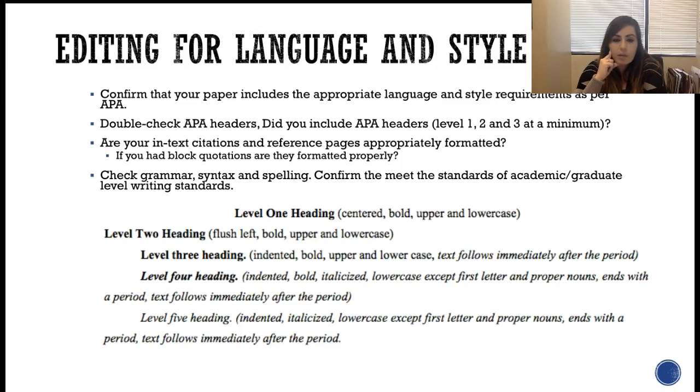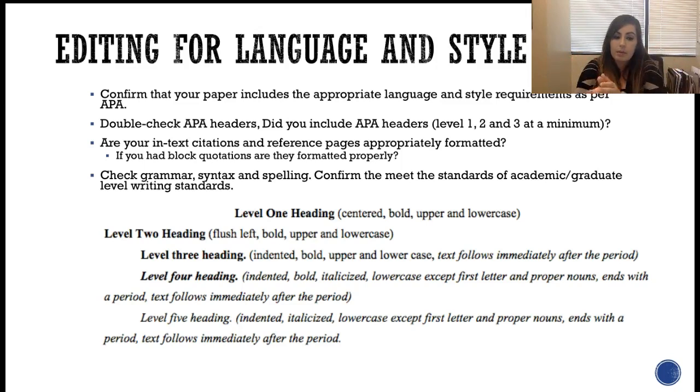Next, double check your APA headers, and did you include at least level 1, 2, and 3 at a minimum? All of your papers should at least have a level 1, which is centered, bold, uppercase and lowercase for each word. That's the broad content you're going to talk about. That's where you would put introduction. That's where you would put literature review, things like that. Level 2 is flush left with bold, upper and lowercase. That would be your next main topic.